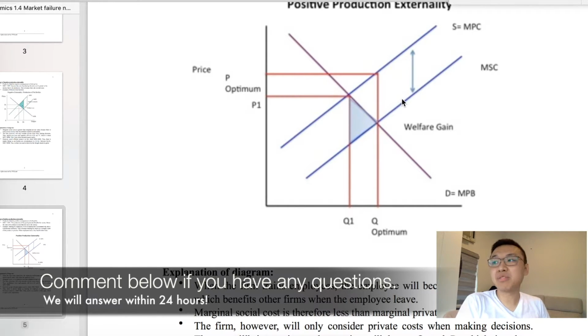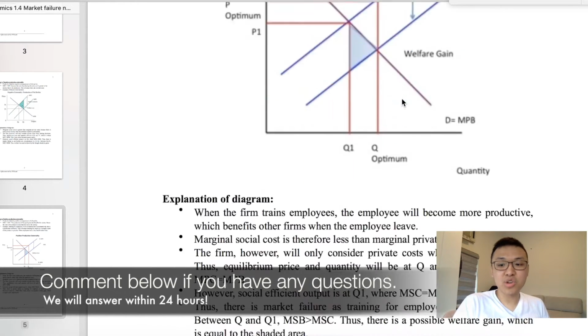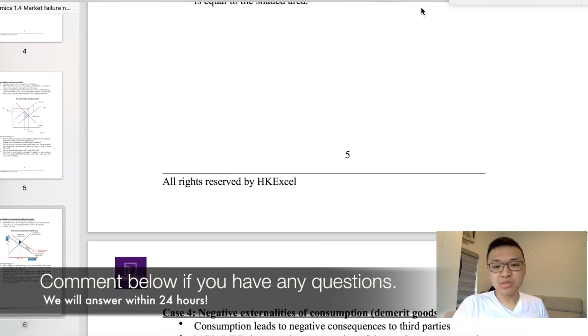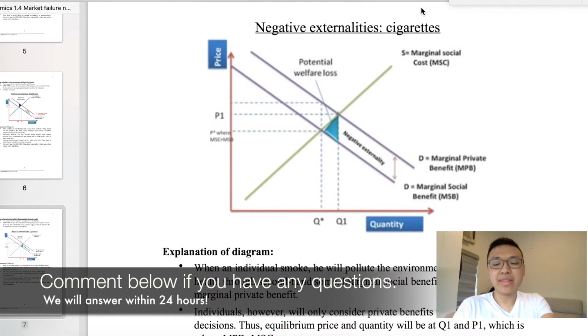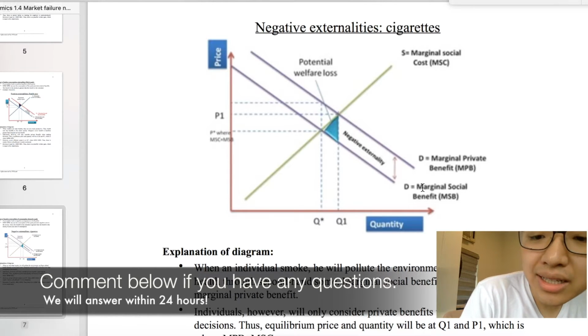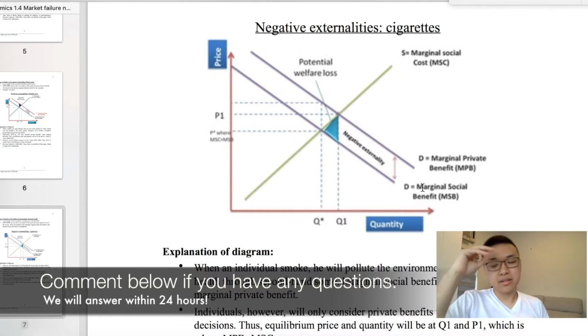Now I'll give you an example. If they ask you to draw negative consumption, what would you do? First, you know that it's consumption, so you draw two demand curves, like in here. Then you know that it's negative consumption, so you think, is the private benefit more or the social benefit? If you think logically, it's the private benefit because it harms the society. So the social benefit must be less. Then you draw the two curves, MPB and MSB, with MPB on top of the MSB, as you should see here.